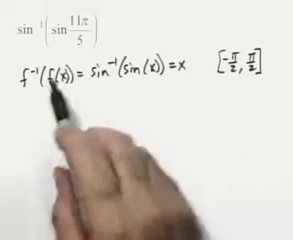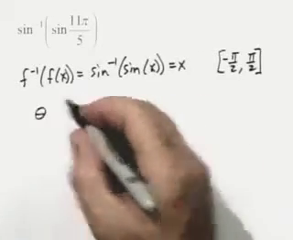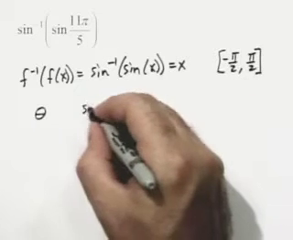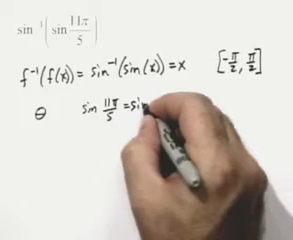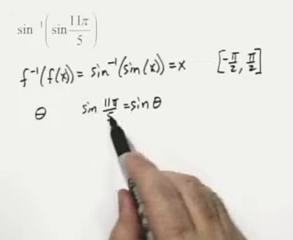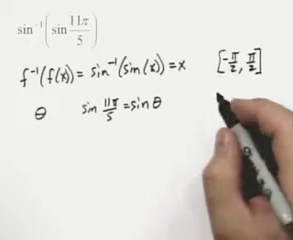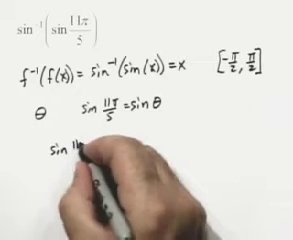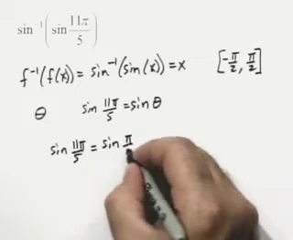So we cannot directly use this equation, but we need to find an angle theta that's in the interval negative pi over 2 to pi over 2, for which the sine of 11 pi over 5 is equal to the sine of theta. The angle 11 pi over 5 is in quadrant 1. The reference angle is pi over 5. So we can say that the sine of 11 pi over 5 is equal to the sine of pi over 5.